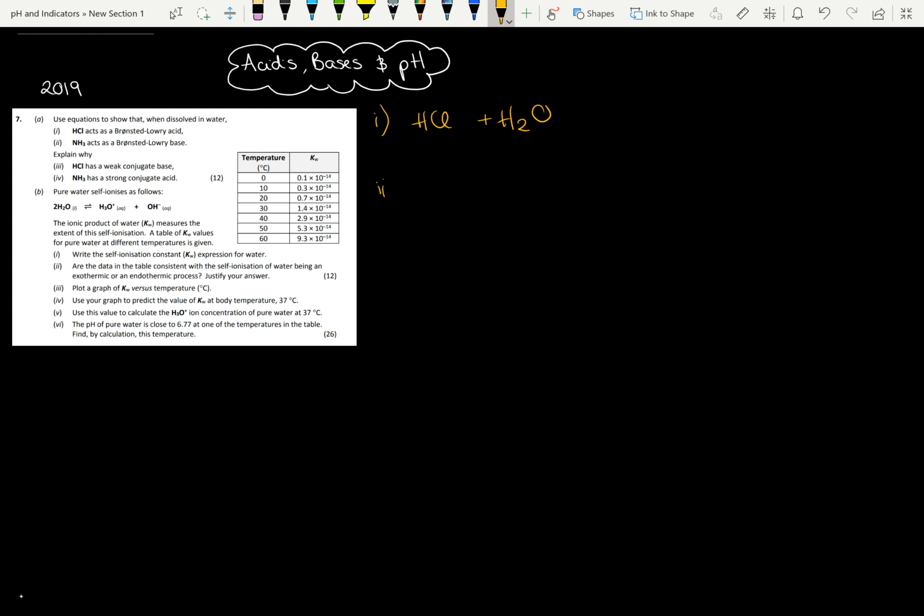And second, that NH3, which is our ammonia, behaves like a Bronsted-Lowry base. Okay, so we know that a Bronsted-Lowry acid is a proton donor. So this HCl, if it behaves like a proton donor, it's going to give that proton to water. And we're going to be left with Cl- and H3O+, the hydronium ion.